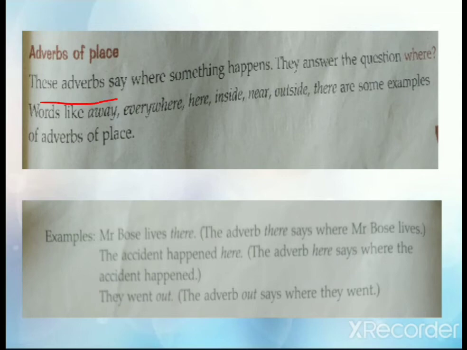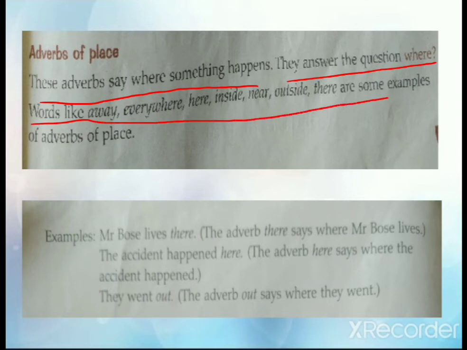These adverbs say where something happens. They answer the question where. Words like away, everywhere, here, inside, near, outside, there are some examples of place. So see the examples, the words that tell you about place. You don't have to particularly take the name of a place, just the words that show place, that indicate some place. So that is adverb of place.